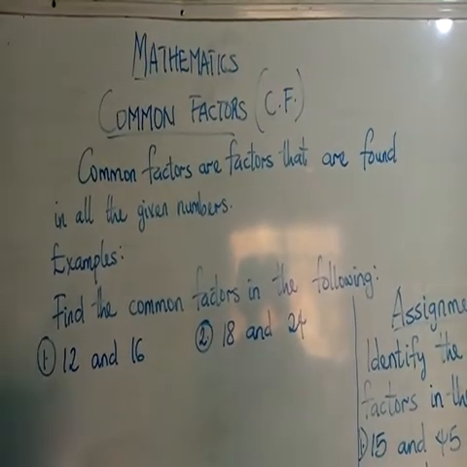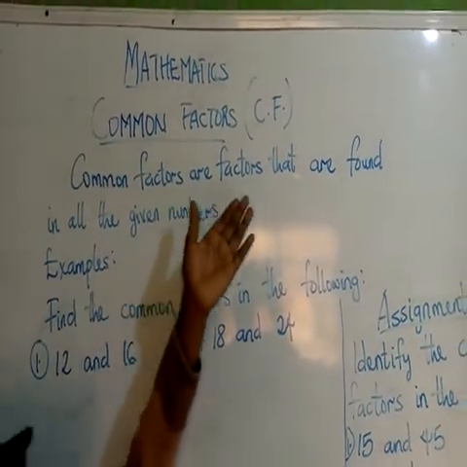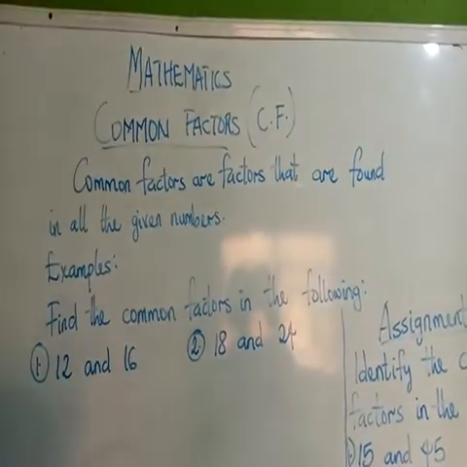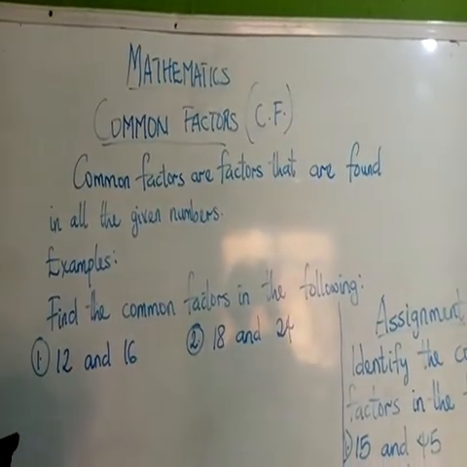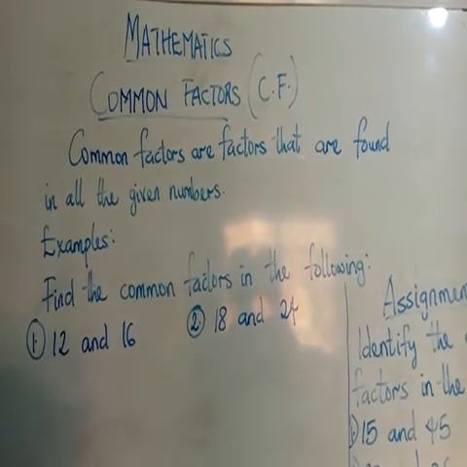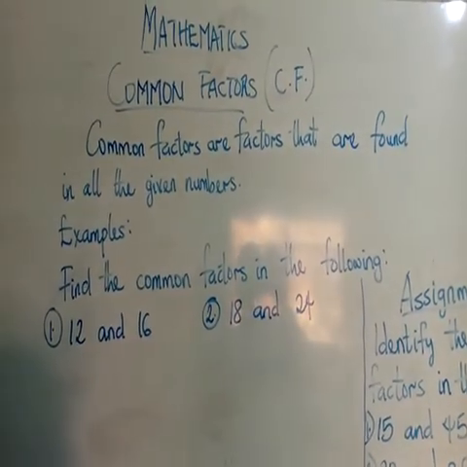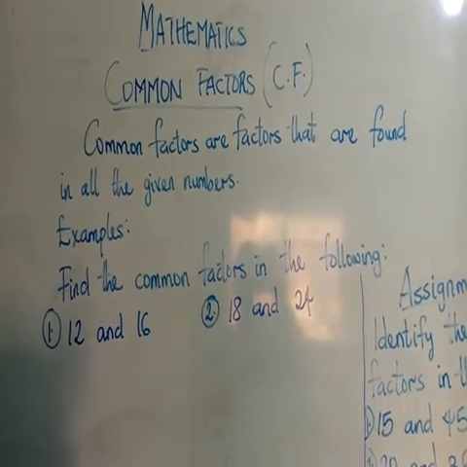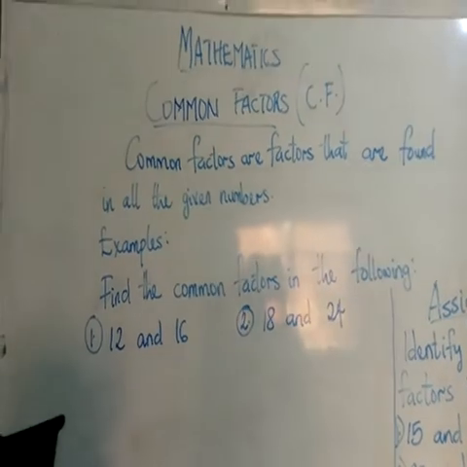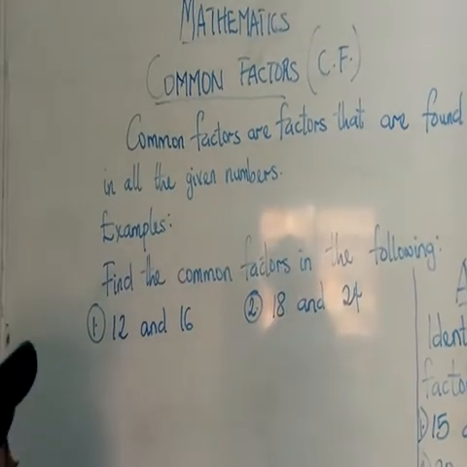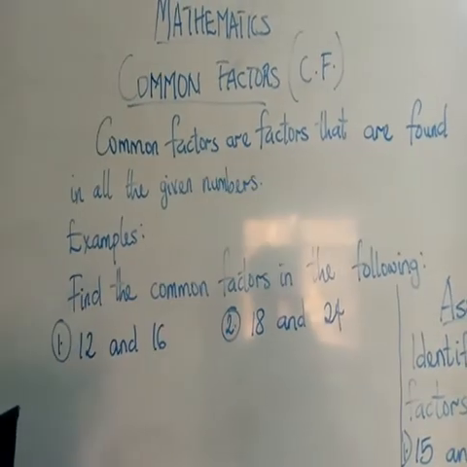Now, what are common factors? Common factors are factors that are found in all the given numbers. What this simply means is that if you're given a set of numbers, for you to look for the common factors among these numbers, the numbers that are frequent, that means the one you see in all the numbers that you're given, are what we call common factors.